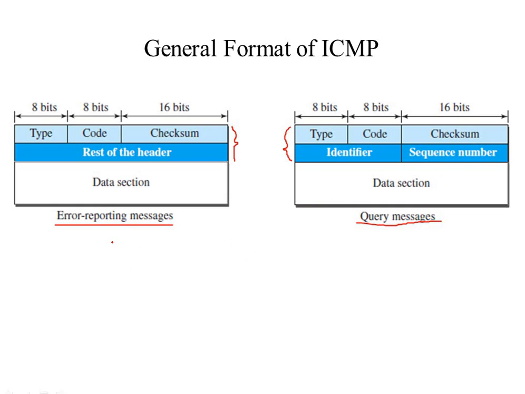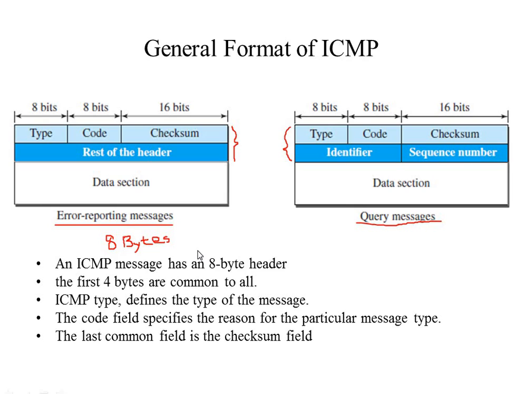What will be the maximum size of the header? That is 8 bytes for both cases. So this is the general format of ICMP. The ICMP type defines the type of the message. We have already seen there are 5 types of error reporting messages, and which type it is will be defined by this type field. The code specifies the reason for the particular message. And the checksum, as we already know, is used to find errors in the header. The last field is the checksum.